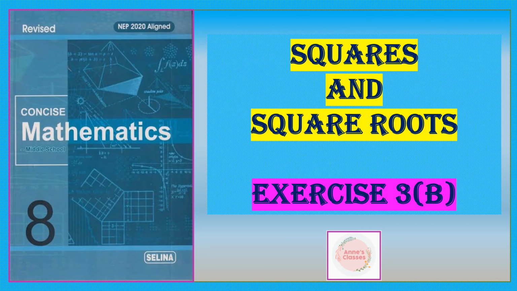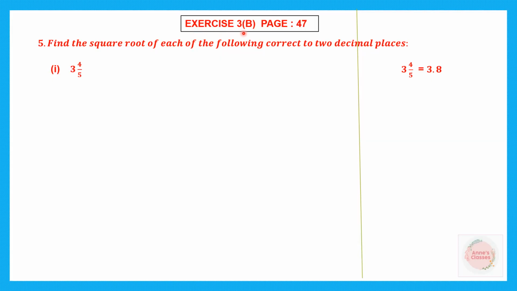We are doing squares and square roots exercise 3B. Exercise 3B is on page number 47. We are doing question 5. Find the square root of each of the following correct to two decimal places.